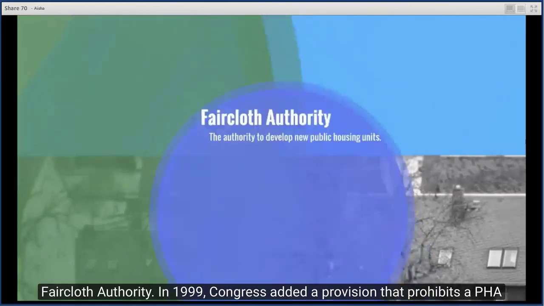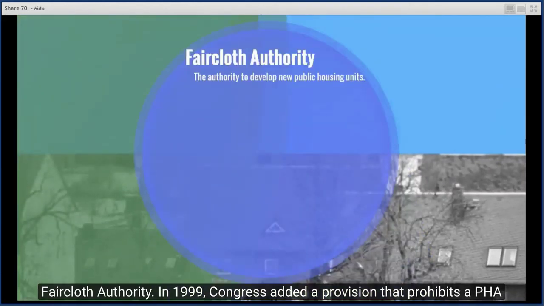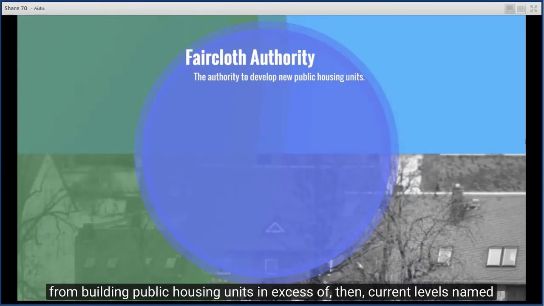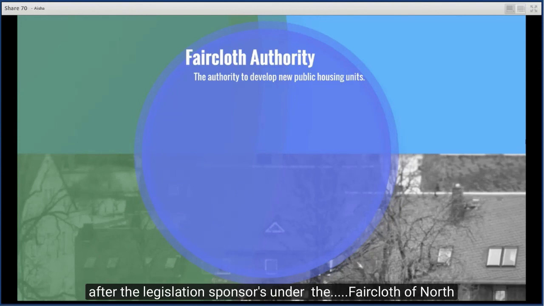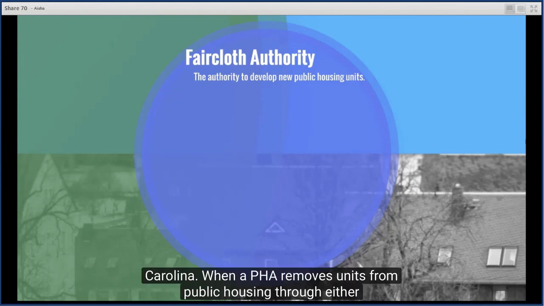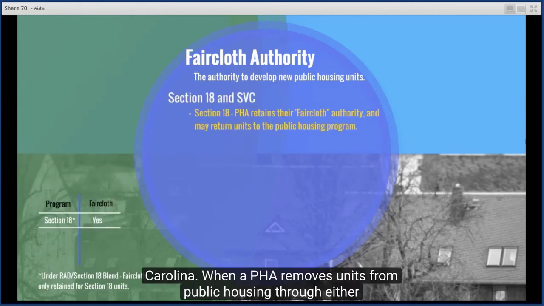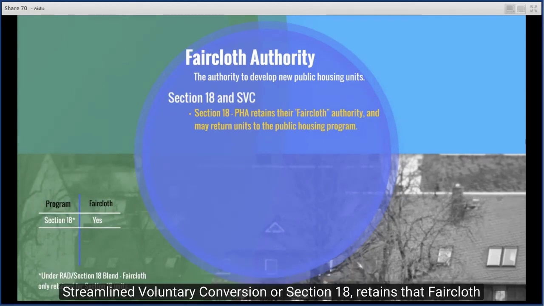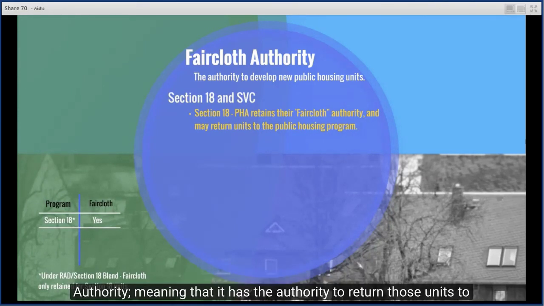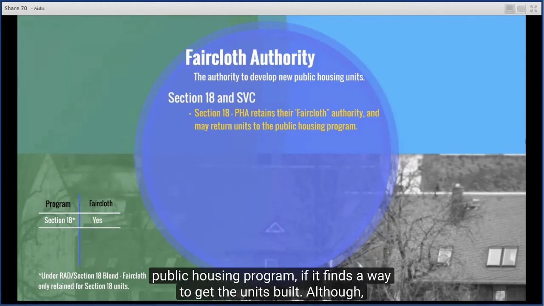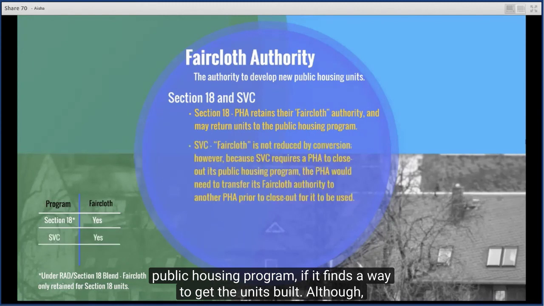And then there's Faircloth Authority. In 1999, Congress added a provision that prohibits a PHA from building public housing units in excess of then current levels, named after the legislation's sponsor, Senator Lauch Faircloth of North Carolina. When a PHA removes units from public housing through either Streamlined Voluntary Conversion or Section 18, it retains that Faircloth Authority, meaning that it has the authority to return those units to the public housing program if it finds a way to get the units built.